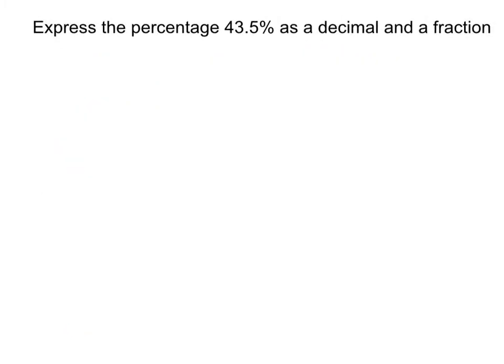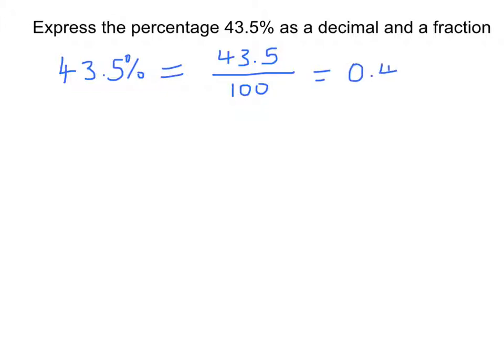Okay, let's try this example. Express the percentage 43.5% as a decimal and as a fraction. Firstly, 43.5% as a decimal: remember, all we have to do is divide 43.5 by 100. If you divide it by 100, you're going to get 0.435. So that's the decimal answer.